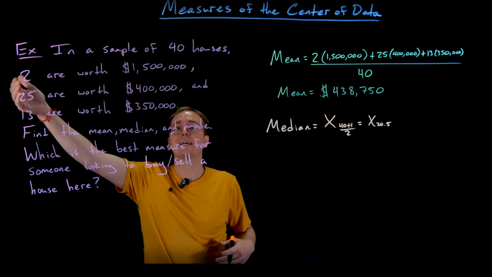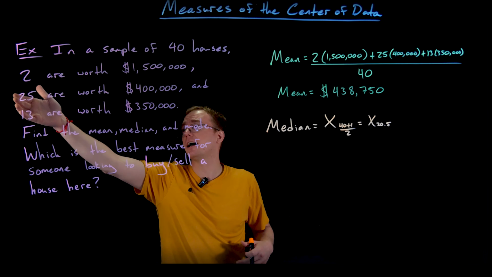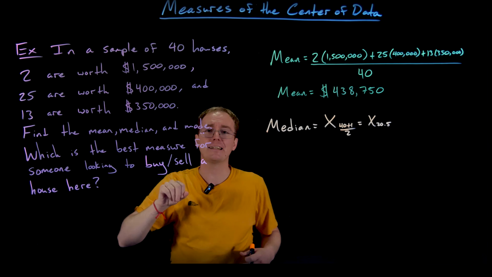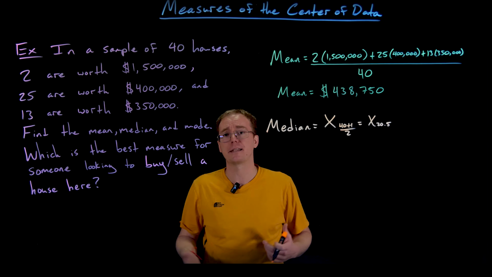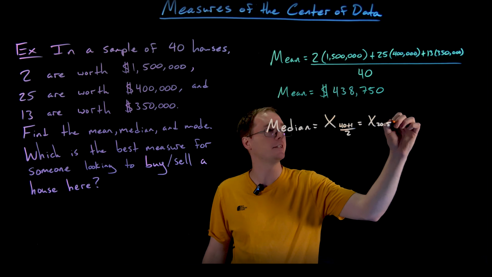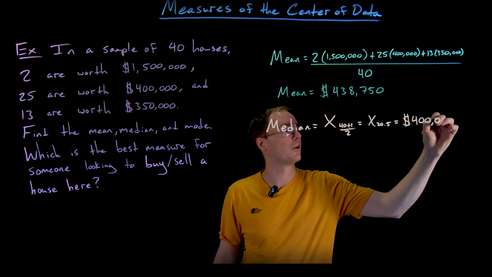But when we get into those next 7 or 8 homes in our list, we'll find that the 20th home and the 21st home are both landing in the $400,000 range, and the average between 400,000 and 400,000 is still 400,000. So in this case, our median home price is going to be $400,000.